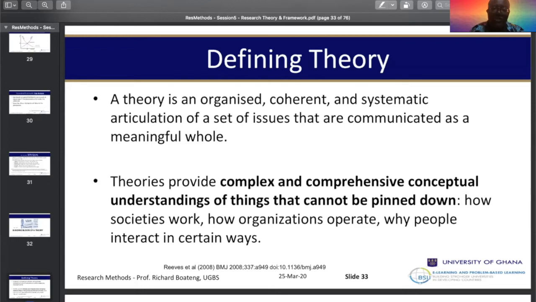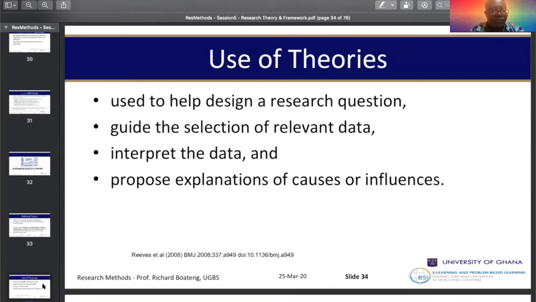Theories provide complex and comprehensive conceptual understanding of things that cannot be pinned down, like how societies work, how organizations operate, and why people interact in specific ways. And that's what we actually saw. They try to bring different things together to explain a social phenomenon. Now, theories are helpful in designing a research question, guiding the selection of relevant data, interpreting the data, and explaining proposed causes of influences.